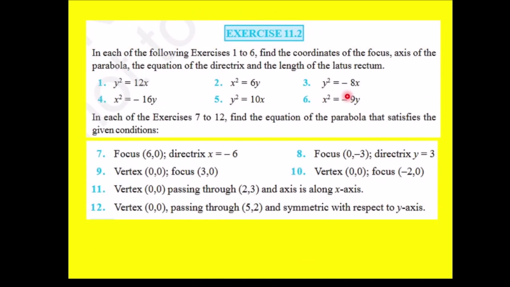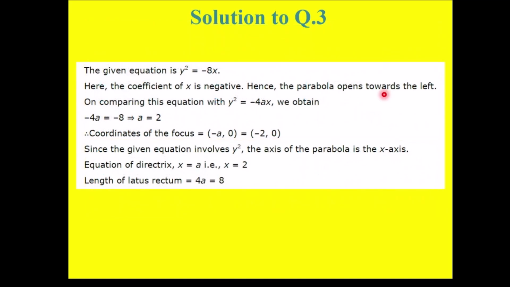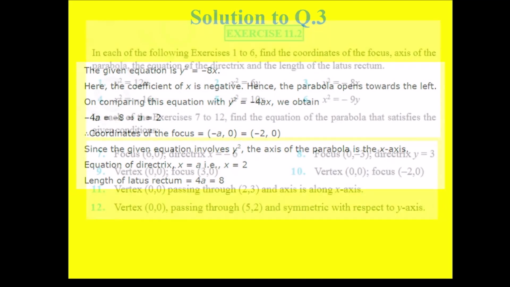Third question, y square equal to minus 8x, that is a left parabola. You see, it is a left parabola, so we compare it with y square equal to minus 4ax. So, minus 4a equal to minus 8, so a equal to 2. Coordinates of the focus is (minus a, 0), so (minus 2, 0). Since the given equation involves y square, axis of the parabola is the x axis. Equation of the directrix x equal to a, that is x equal to 2. Length of the latus rectum is 8.